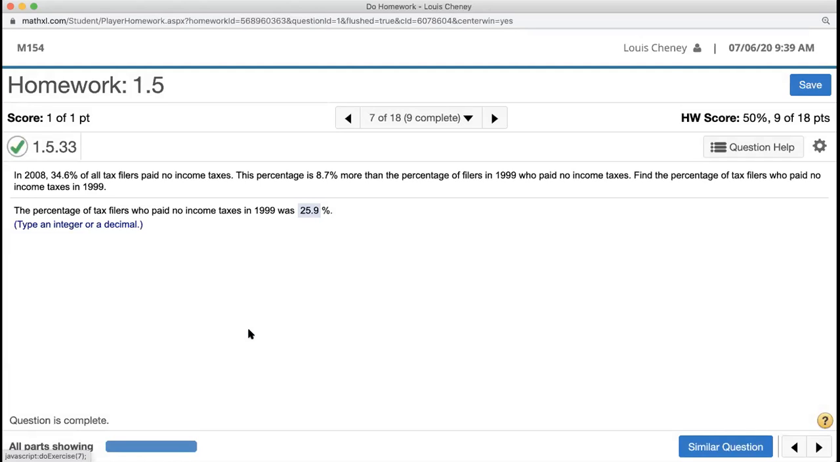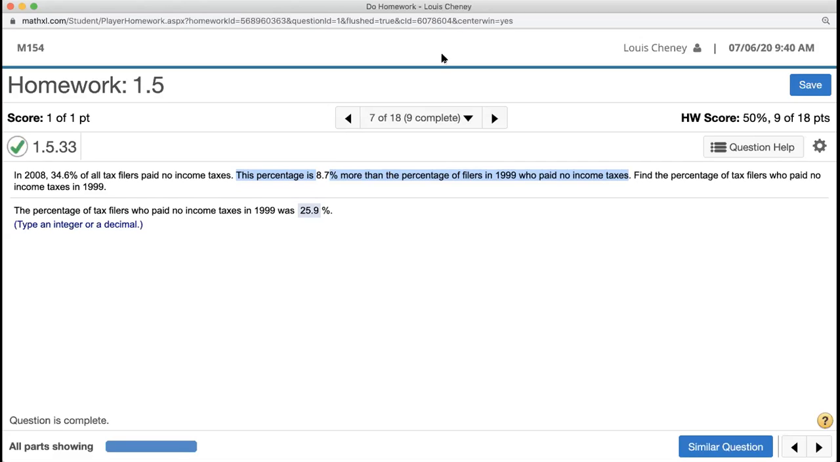So in 2008, 34.6% of all tax filers didn't pay income taxes. This percentage is 8.7 percentage points more than the percentage of filers in 1999 who paid no income taxes. Okay, that's a key sentence, so I'm highlighting it. I'm going to change that English into mathematics. So we are supposed to find the percentage of tax filers who paid no income taxes in 1999. So that last sentence is going to represent our variable, and I'm going to call that x.